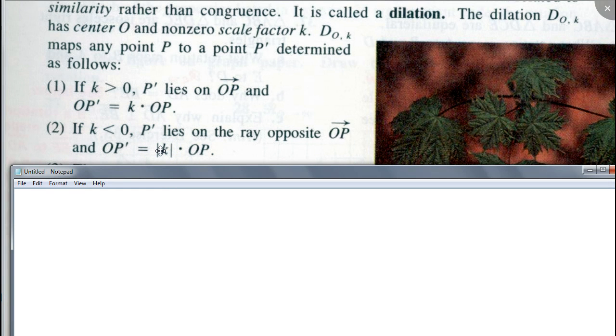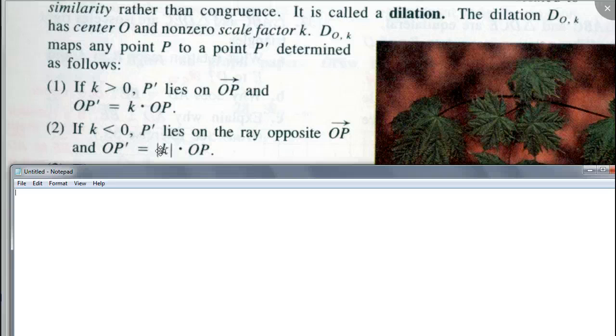So why do we need the absolute value of K? Because K is now negative, so we need the absolute value. The distance can't be negative, right? So it's not going to be on the ray OP. It is going to be on the opposite ray, or the ray opposite of OP. And like I said, it may not make sense 100%.